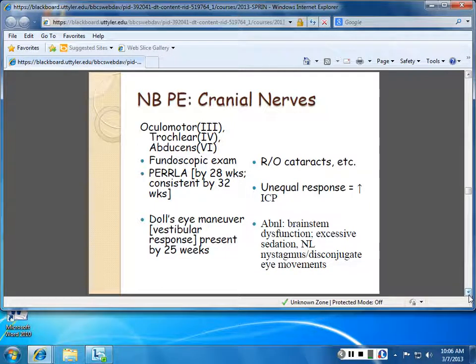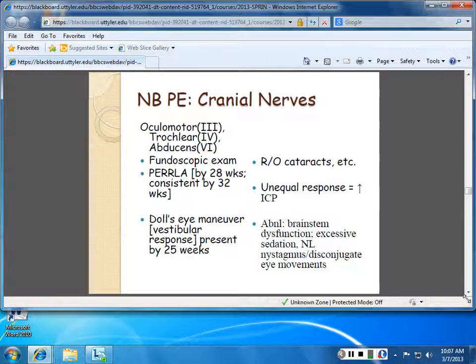The fundoscopic exam is going to check cranial nerves 3, 4, and 6. You also want to rule out cataracts that go along with galactosemia. Check their pupil response. That is present by 28 weeks gestation. It should be pretty consistent by 32 weeks. An unequal response is abnormal in an infant, just like it is in an adult.